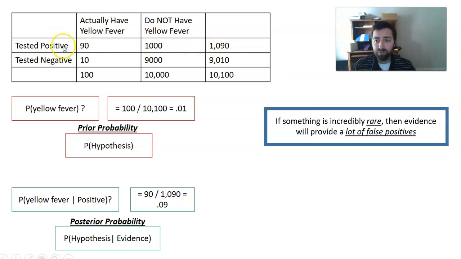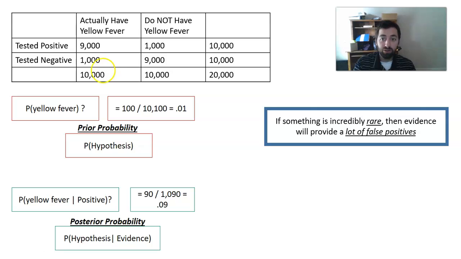We have 1,090 positive tests, but because people who have yellow fever are so rare, most of these positives are going to be false positives, positives for people who don't have it. And that's simply because the amount of people who have yellow fever is just really low. It's really rare, so you get, proportionately, a lot of false positives. Now I'm going to keep the sensitivity and the specificity the same, but I'm going to change how rare yellow fever is.